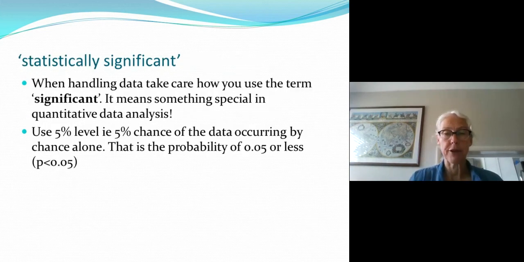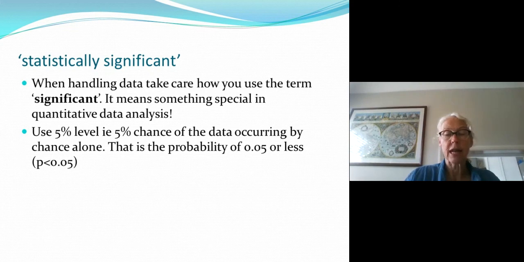Okay, so one thing you need to be careful about is statistically significant. Significant means something special in quantitative data analysis, so be careful how you use it when you write up. Don't just talk about this being very significant. Actually, significant has this special meaning here. And what we're going to do is use this 5% level, and this is the probability of 0.05 or less chance of something happening. Okay, and you often see it written as a p-value, and frequently, as you can see in brackets at the end there, p < 0.05.